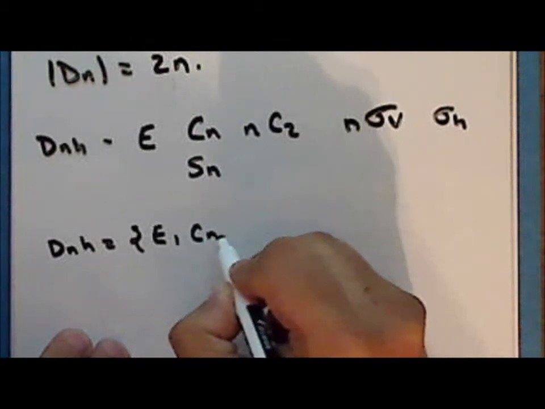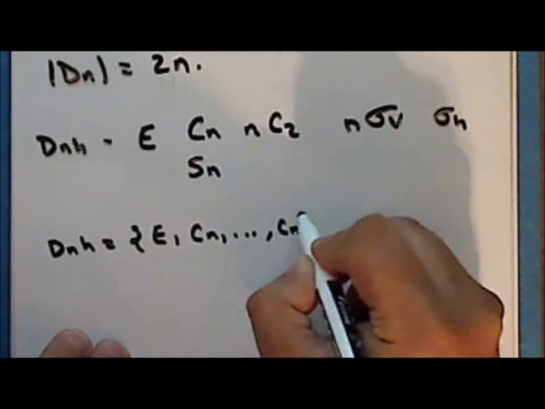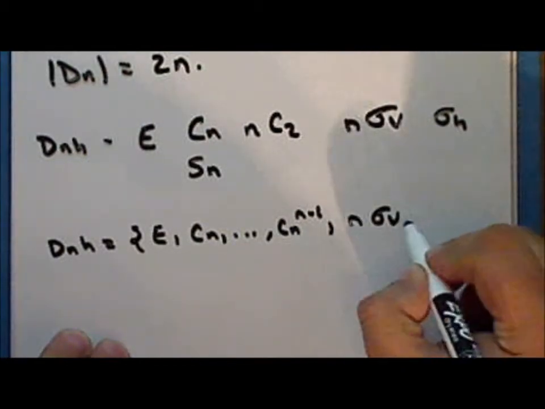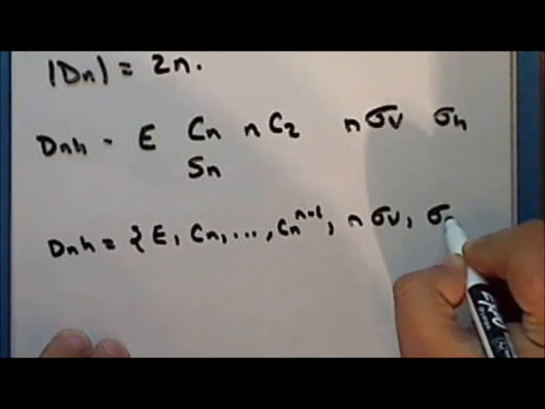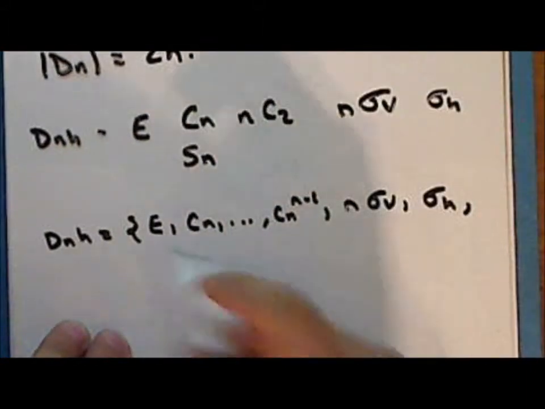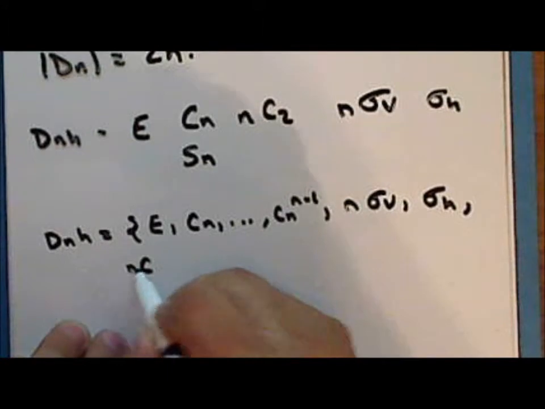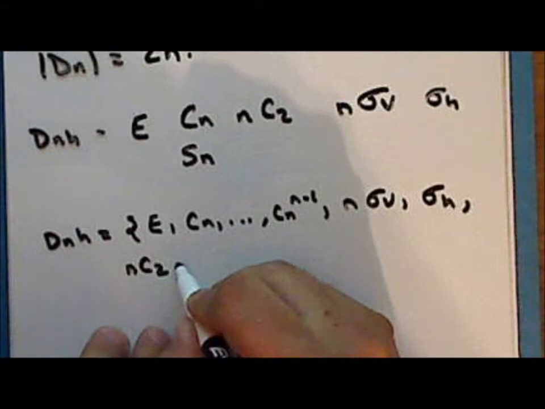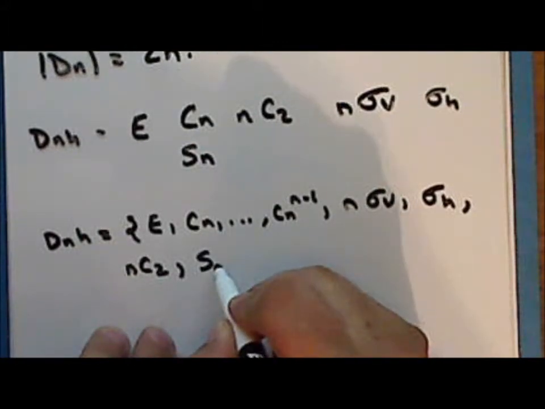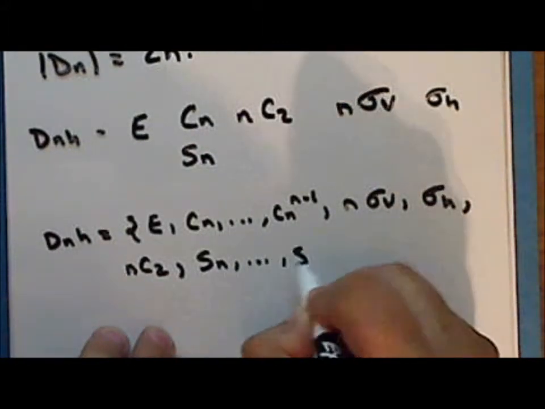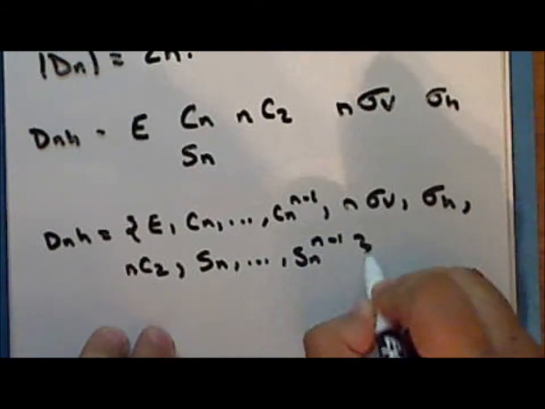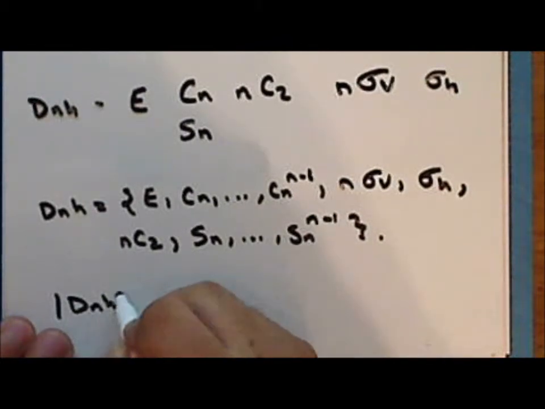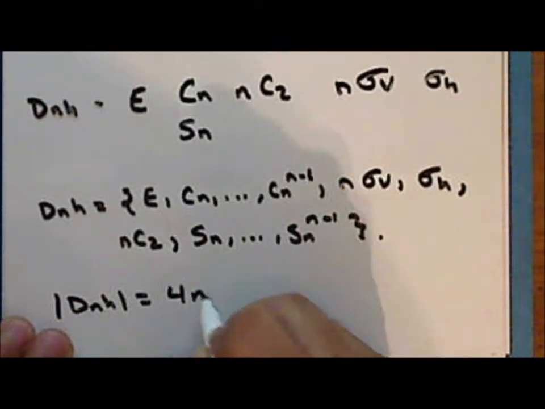Identity, C_n through C_n to the power of n minus 1, n reflections through vertical planes, a horizontal mirror plane, n rotations by 180 degrees, and S_n through S_n to the power of n minus 1. So that the order of the D_nh point group is 4 times n.